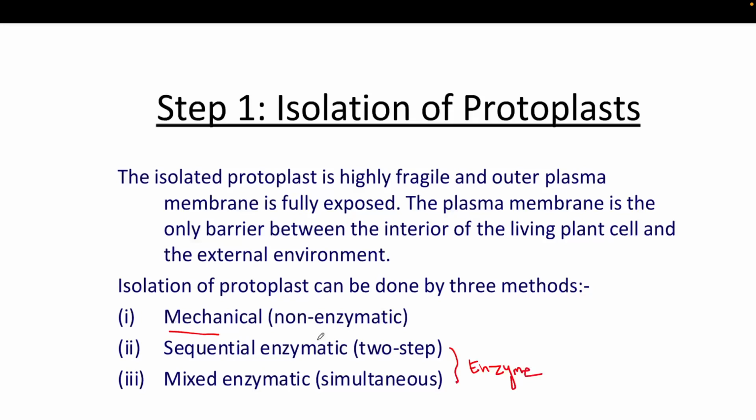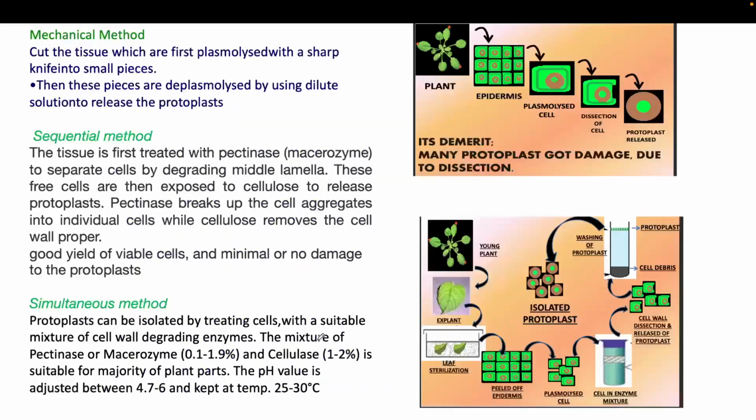For any kind of fusion, firstly you require the protoplast. In the mechanical method, here in the graph you can see that firstly you have to take the leaf. In the leaf there is the epidermis, the epidermal layer, and then you have the cell wall. So this leaf you first have to chop into small pieces, and after that you put these leaves into the osmolytic solution.